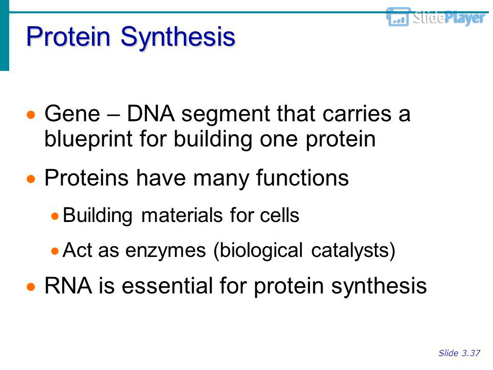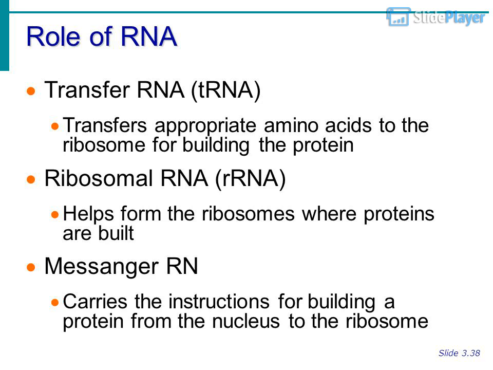Slide 3.37. Role of RNA. Transfer RNA, tRNA, transfers appropriate amino acids to the ribosome for building the protein. Ribosomal RNA, rRNA, helps form the ribosomes where proteins are built. Messenger RNA, mRNA, carries the instructions for building a protein from the nucleus to the ribosome.